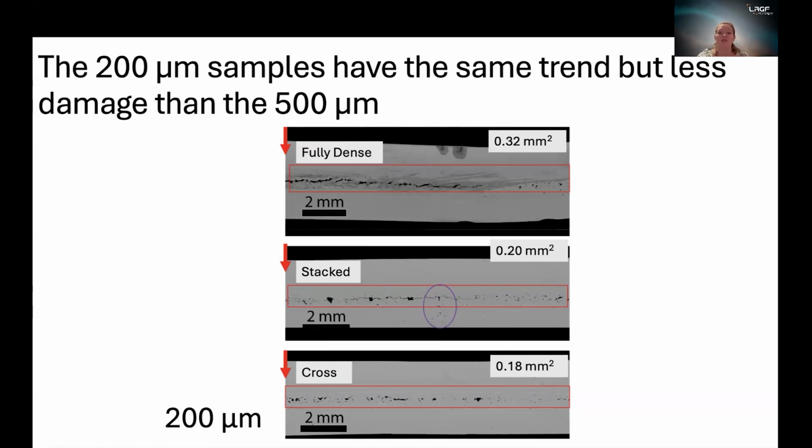And again, this is very different than the 200 micron single pore, where there was extensive damage across the entire sample and looked very similar to the fully dense material. So the presence of multiple 200 micron pores is more effective at dissipating stress and shock than the 500 micron is.